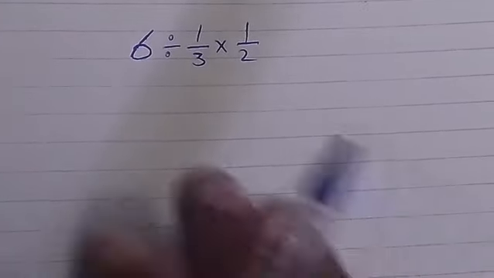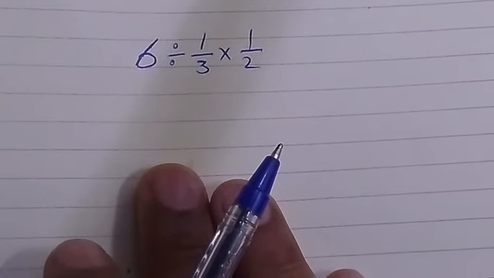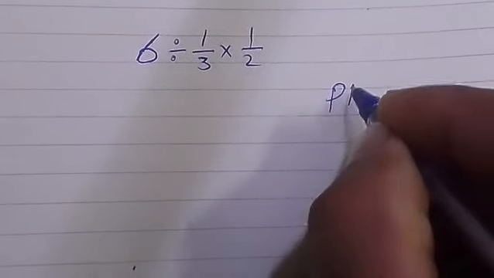Today we find the value of this fraction: 6 divided by 1 over 3 multiplied by 1 over 2. Now we sort it by the rules of mathematics, PEMDAS.